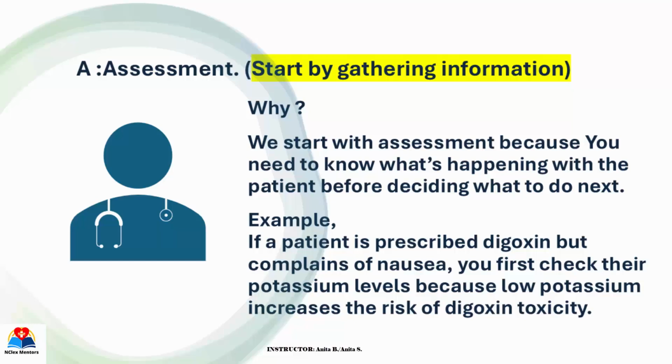For example, if a patient is prescribed digoxin but complains of nausea, you first check their potassium levels because low potassium increases the risk of digoxin toxicity.